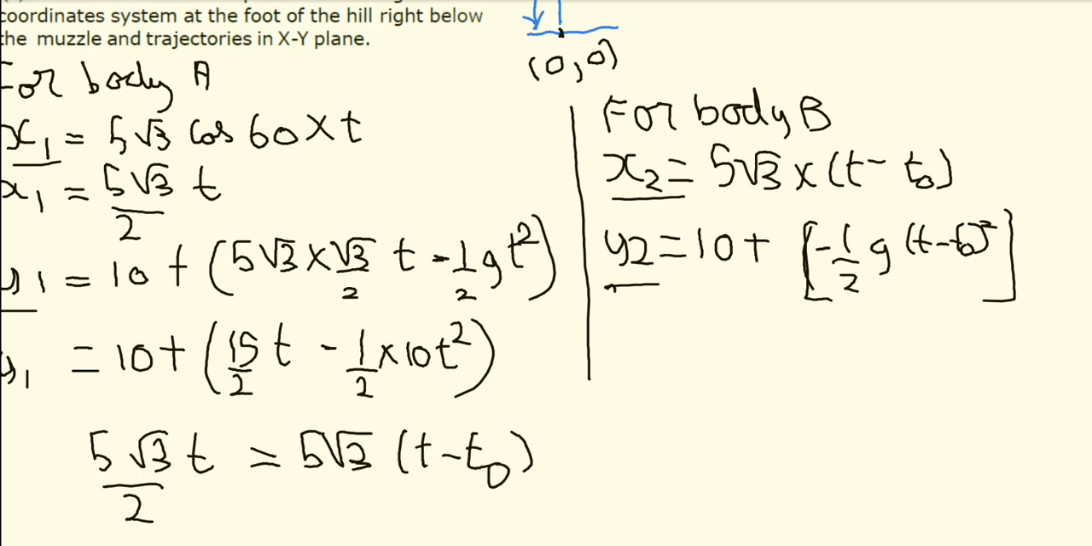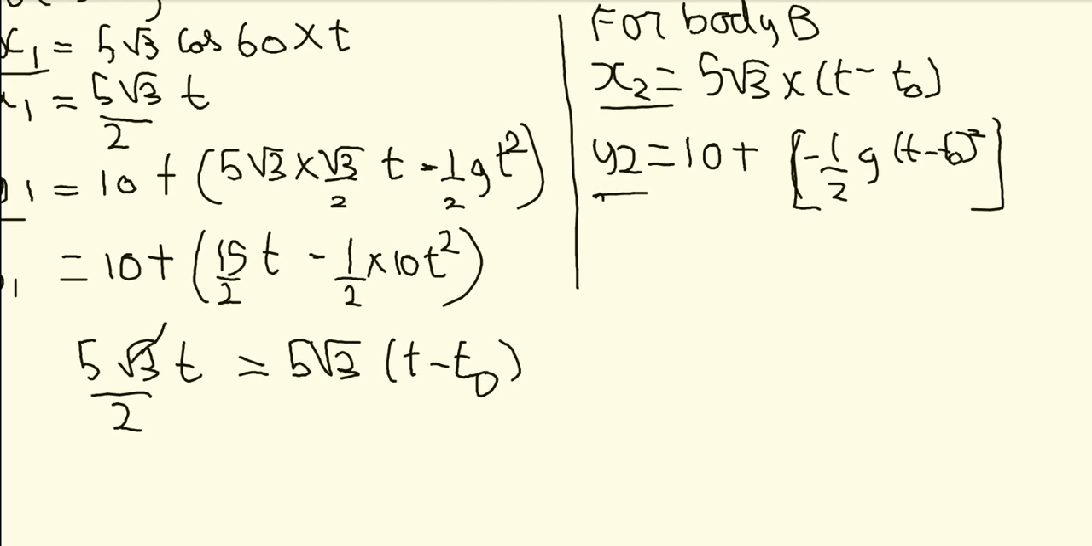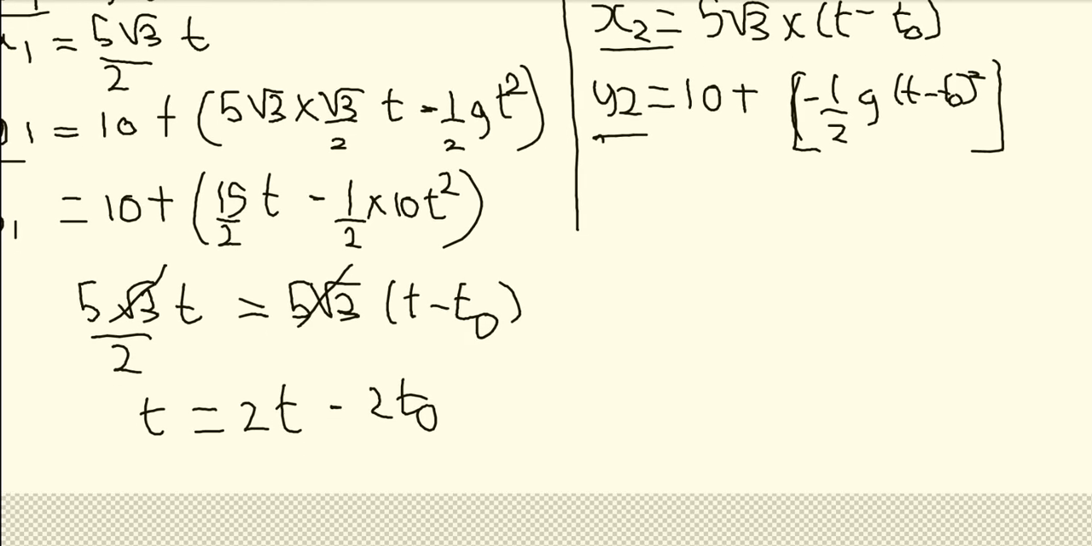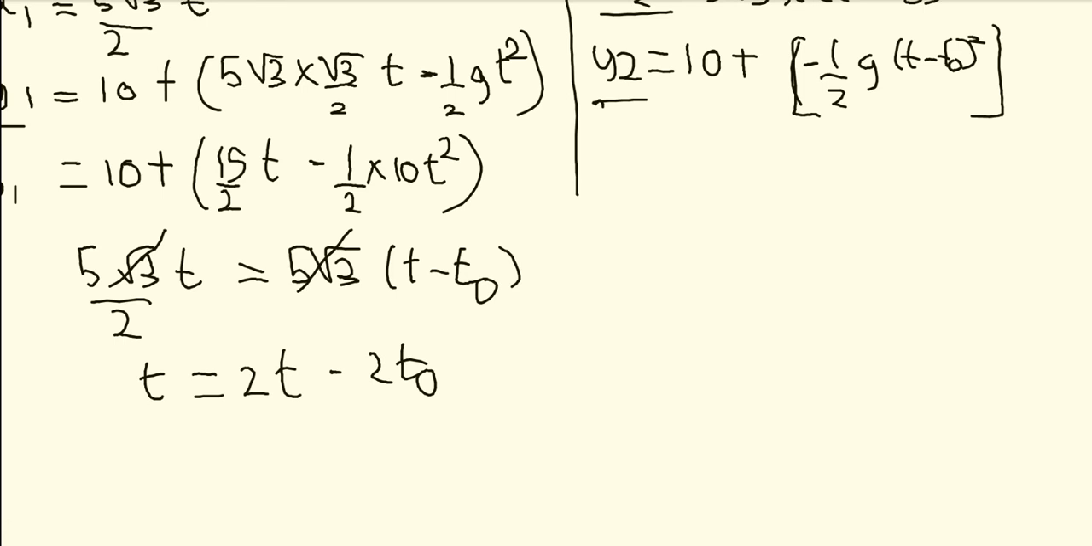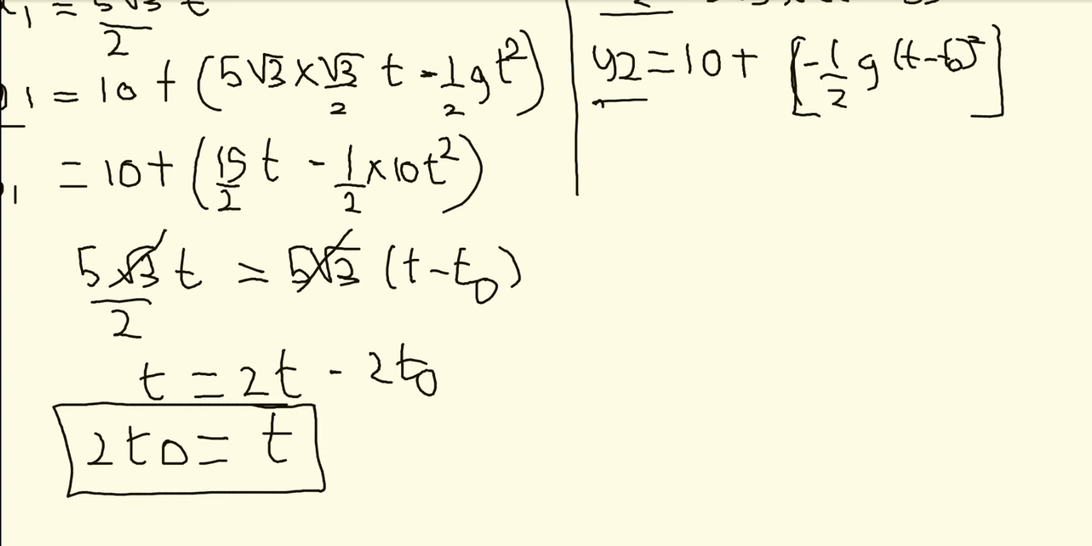So 5 root 3 will get cancelled out over here. So t will be equal to 2t minus 2t naught. Basically, if I take t naught on the left hand side, it will be 2t naught is equal to t. So t is equal to 2 times t naught.